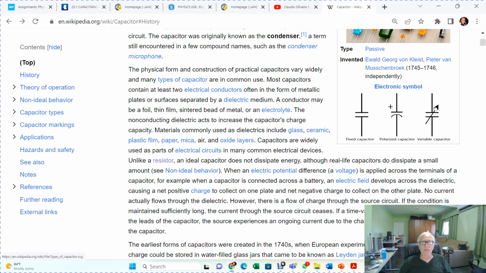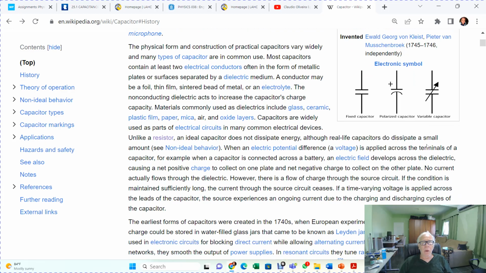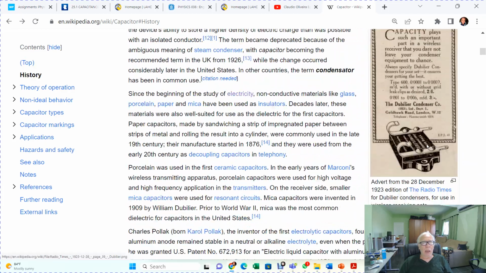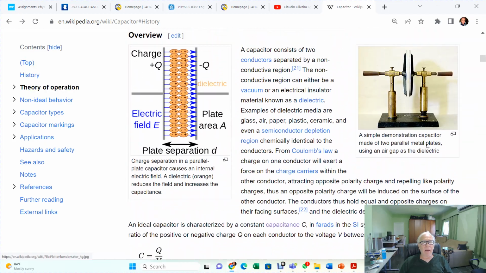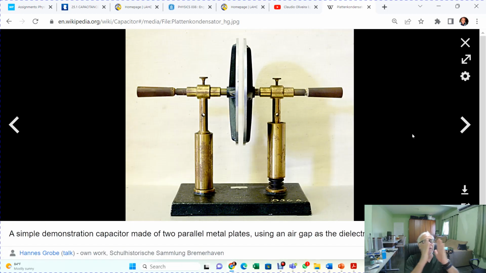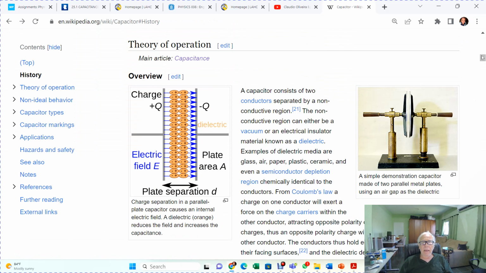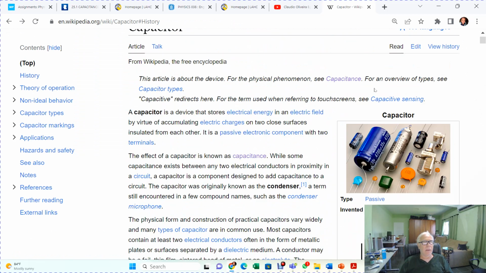Variable capacitor with this arrow here to indicate that you can tune the capacitance of the capacitor. What you see right in here is a variable capacitor because you can change the distances between the plates. Okay, but this is just a quick review of how a capacitor is, and we're going to go into the mathematical details of the capacitor.